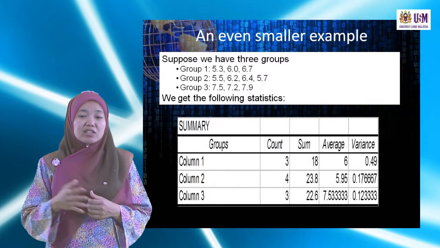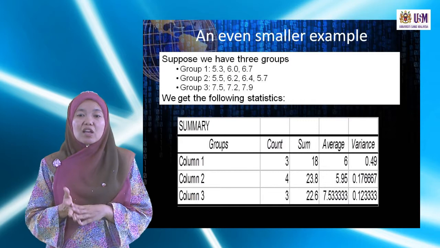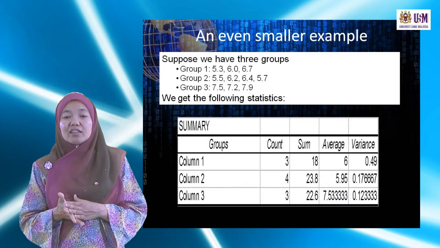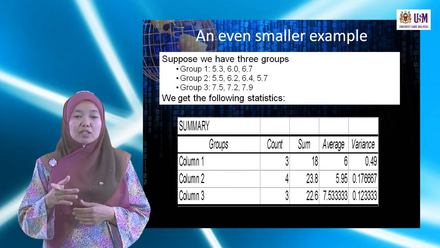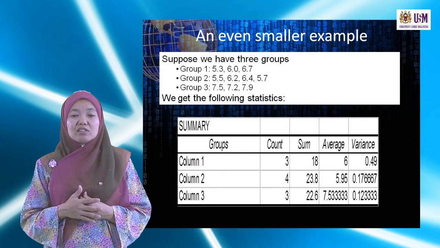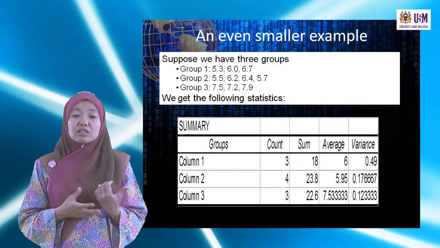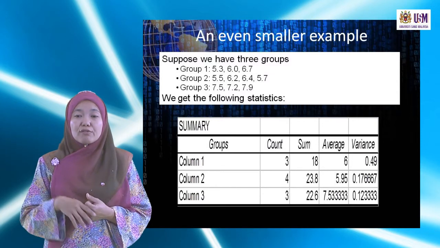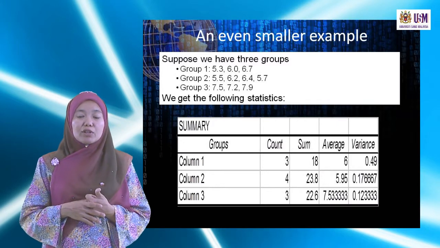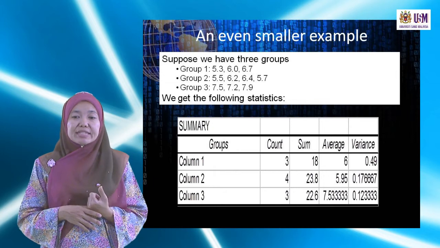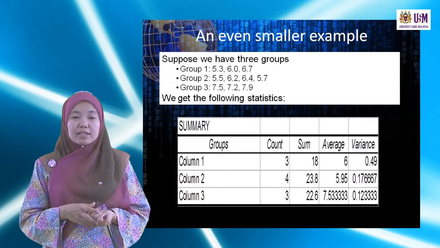So average is simply X bar. For group 1, 18 divided by 3, you get 6. For group 2, 23.8 divided by 4, so you get roughly 5.95, X bar 2. As for X bar 3, you take 22.6 divided by 3, so X bar 3 equals 7.53. So variance for the group is given as, for the first group 0.49, for the second group 0.1767, for the third group 0.123.